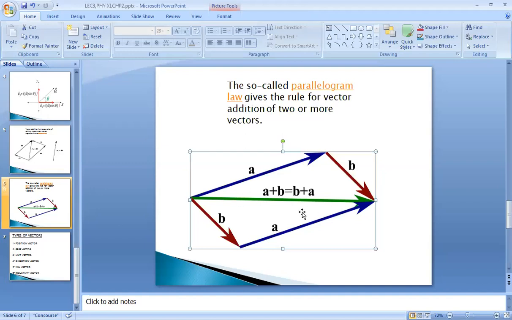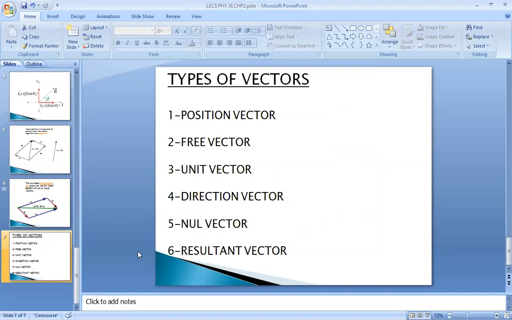This is also called the commutative property, and inshallah we will discuss in the next video the properties of vectors: commutative property, associative property and distributive property over addition and multiplication. That will be discussed in separate videos. Here you can see the position vector, free vector: you can draw vectors parallel to each other in the same direction, same magnitude. The unit vector and the direction vector are interlinked with each other.